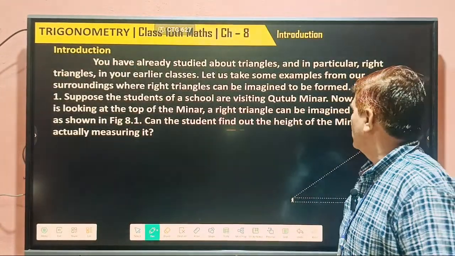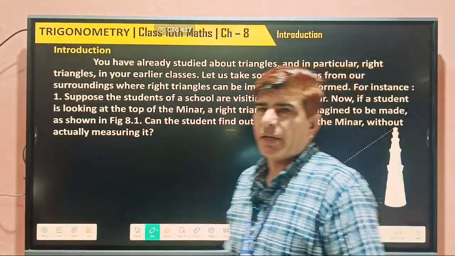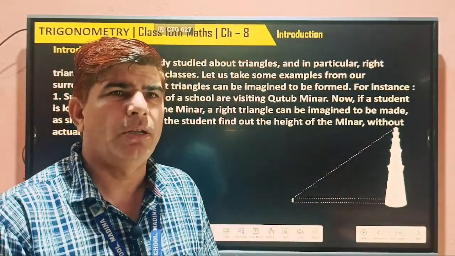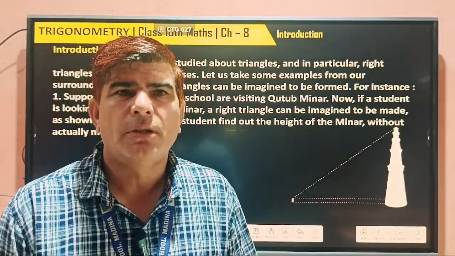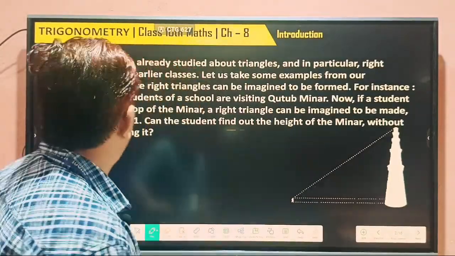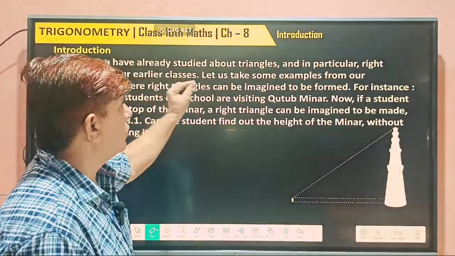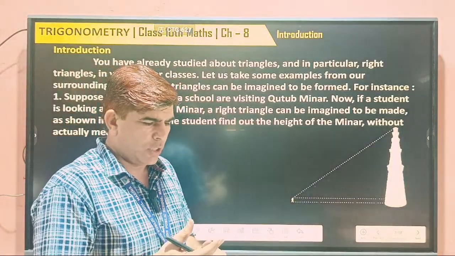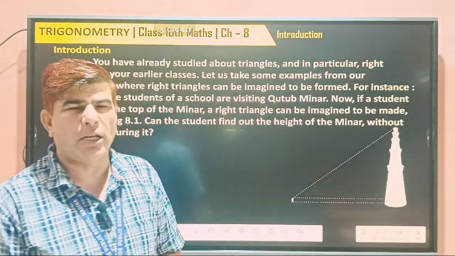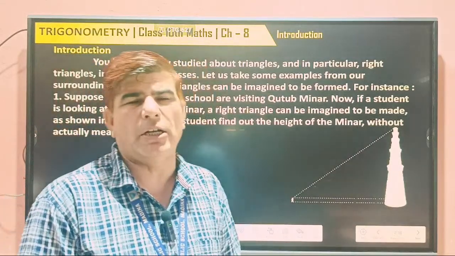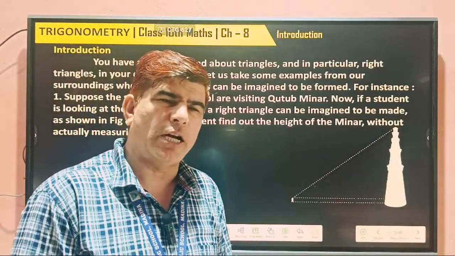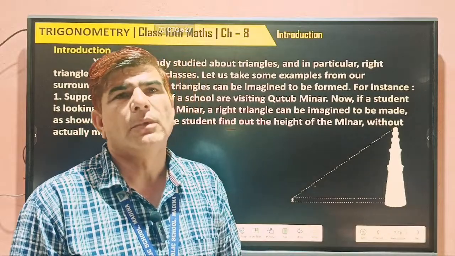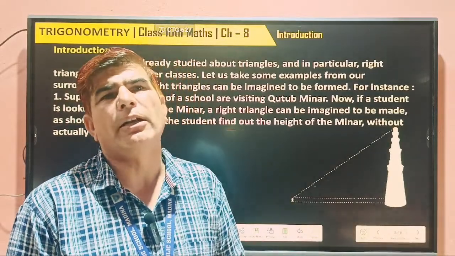So in the starting, we will take some examples. Introduction of this chapter: why do we need trigonometry? What's the benefit of trigonometry? Where do we have to use it? This I want to tell. You have already studied triangles. According to angle, there are three types of triangle: acute angle triangle, right angle triangle, obtuse angle triangle. According to sides also there are three types: scalene triangle, isosceles triangle, equilateral triangle.